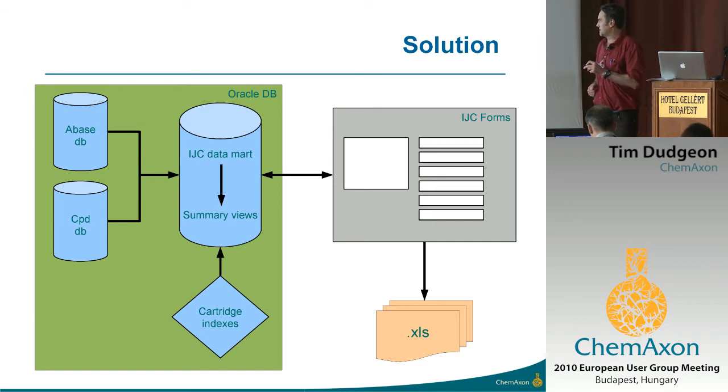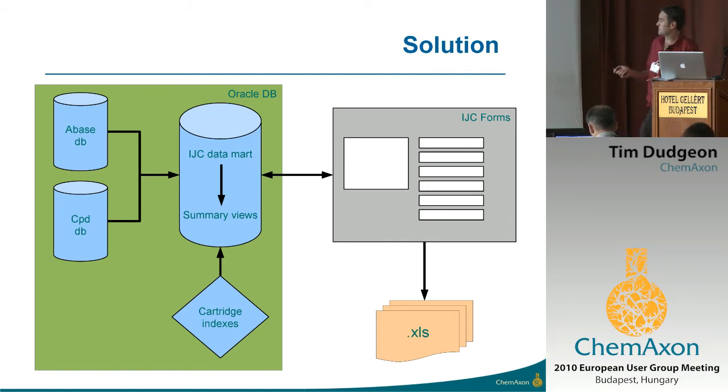And then once the data was in the data mart, some summary views were generated as well to generate averages and things like that. So you could see the average IC50 where it had been tested multiple times. And in that data mart, we then added JChem cartridge indexes onto the structure tables, which then let us search them in a sensible way.